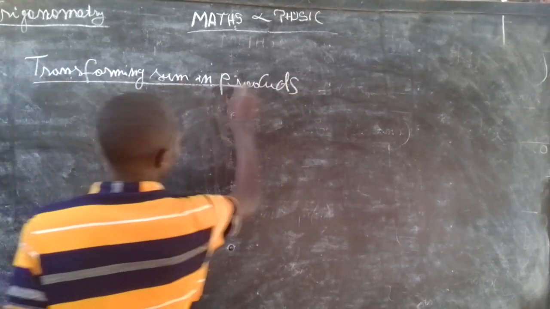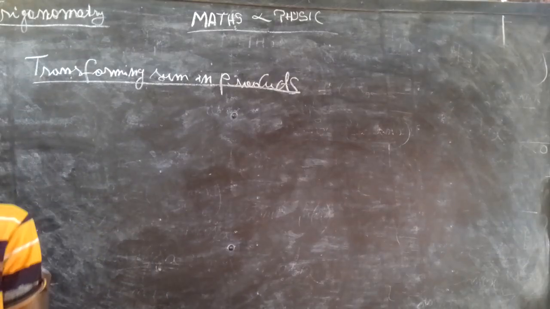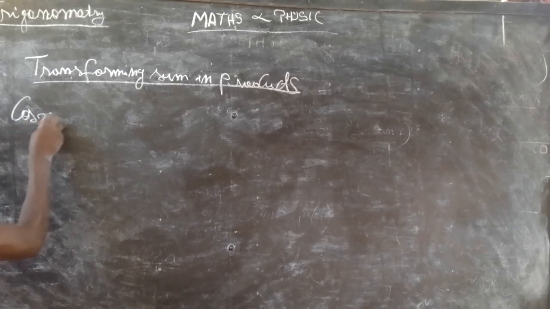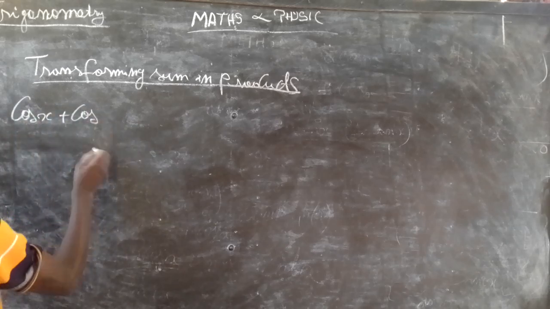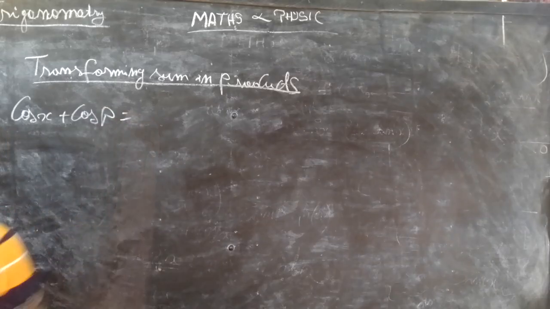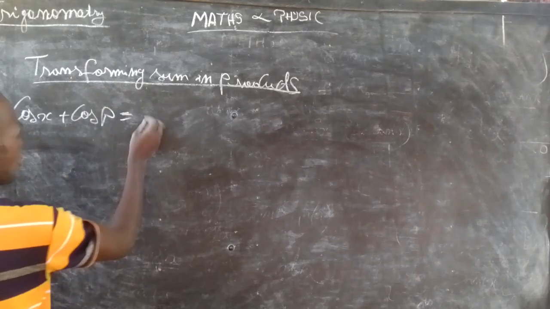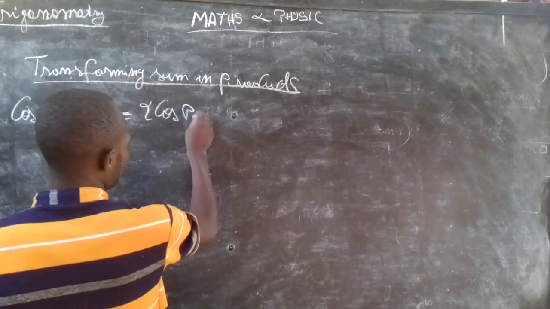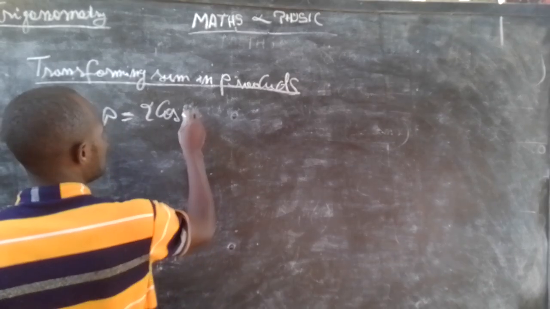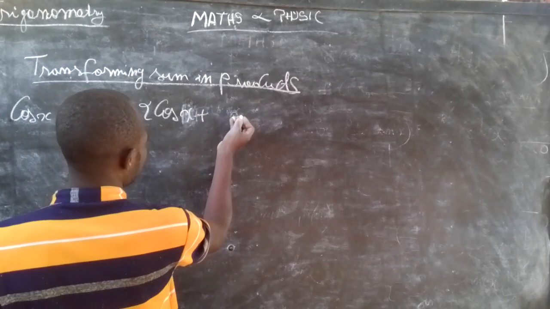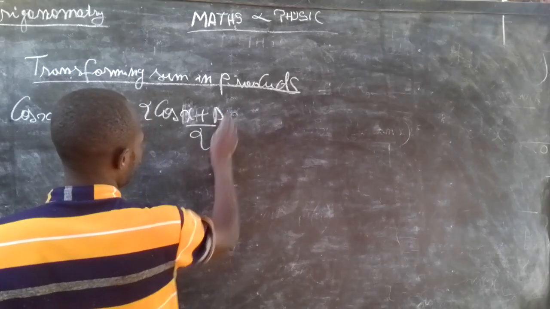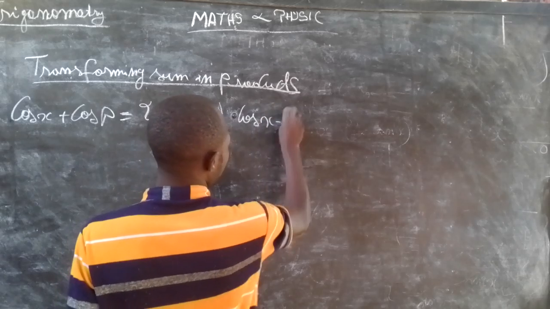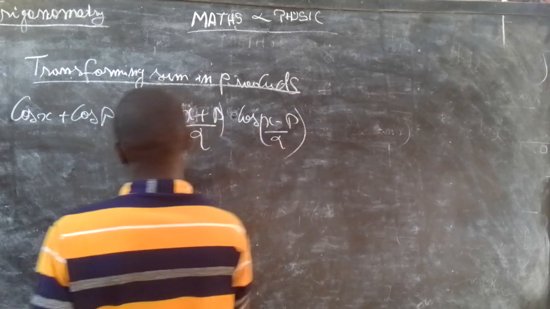So, transforming a sum into a product. Here we may see that cosine x plus cosine p will be equal to 2 cosine (x plus p) over 2 times cosine (x minus p) over 2. This is formula 1.